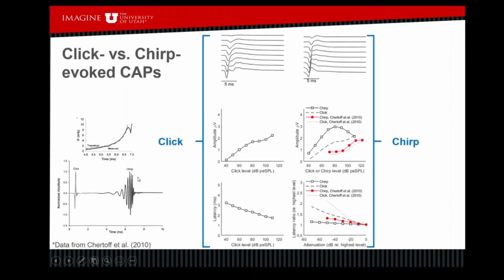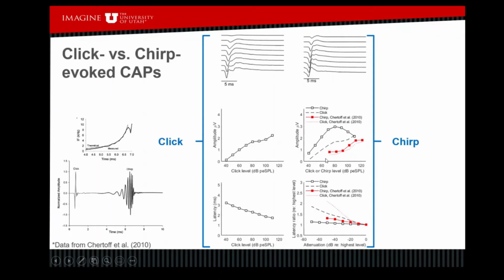On the left, we have the predicted CAPs that are elicited by clicks at different intensities and their amplitudes and latencies. On the right, we have the predicted CAPs that are elicited by chirps with varying intensities. The black thick curves here are the amplitudes and the latencies of the predicted CAPs that are elicited by chirps. The black dashed curves here are the amplitude and the latencies of the predicted CAPs that are elicited by clicks. So they're exactly these curves here.